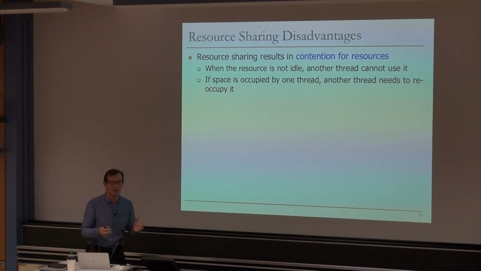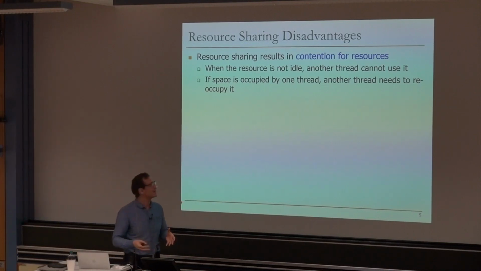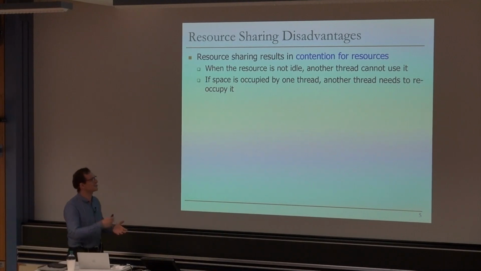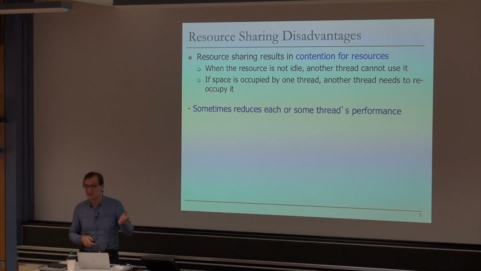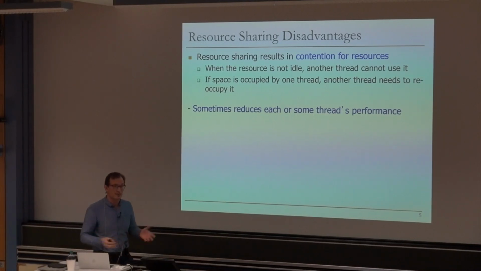If, for example, a particular location in the cache is occupied by one thread, another thread that needs to reoccupy it cannot use it directly. It needs to basically kick out something belonging to some other thread. Which means that this contention leads to performance loss for each of the threads or for some of the threads, right? It could be all of the threads, actually.